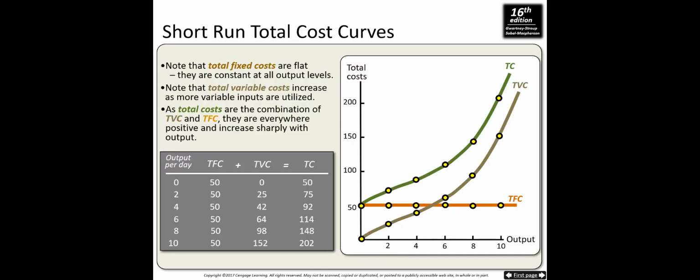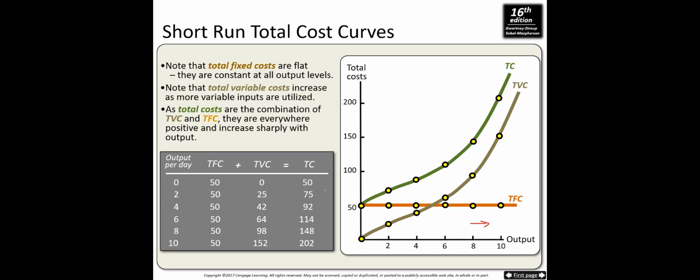So, short run total cost curves. Now let's look at the total cost curves. Remember, total fixed cost is a straight line. Total cost curve is the sum of total variable and total fixed cost. Therefore, both are increasing curves. Okay, they are increasing, but they are increasing sharply when we add more output to the production.